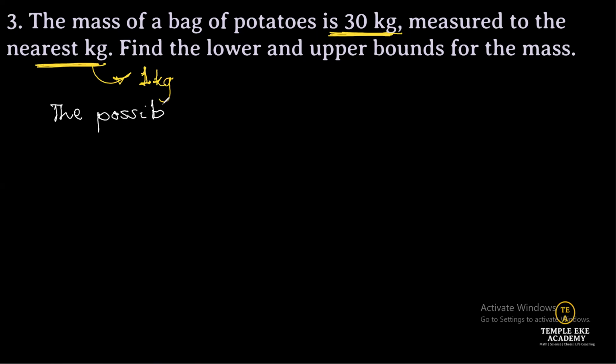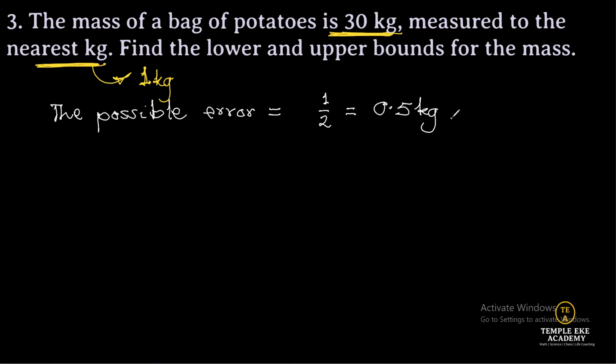First step is to get the possible error established. That leads us into the bounds. The possible error is half the degree of accuracy. So that means degree of accuracy, 1 kilogram, divided by 2. That's going to give us straight away 0.5 kilogram. This is the possible error.